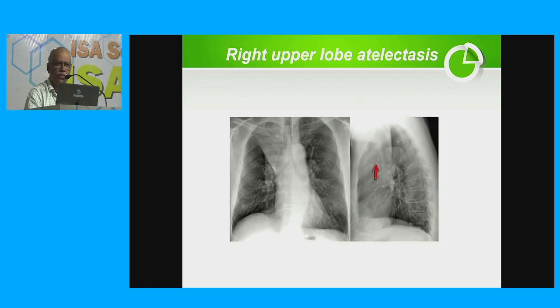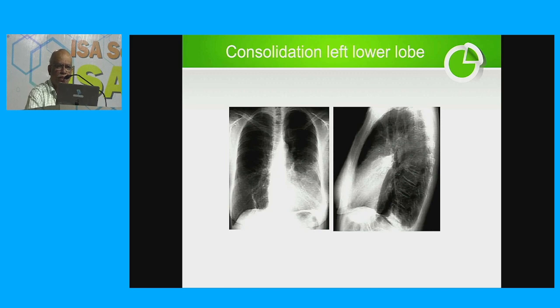This can be examined. Then atelectasis: lung atelectasis can have push and pull and all those things. I am not going into much detail because of lack of time. Then consolidation: you can see air bronchograms and opacities, and whenever you see such lesions, you can delineate better with a lateral view also.